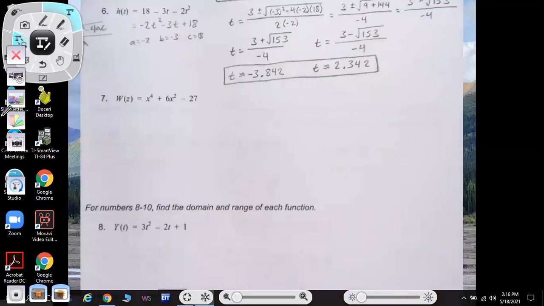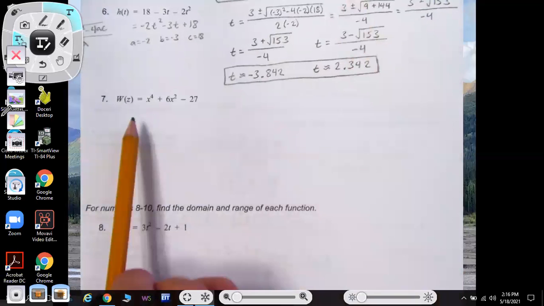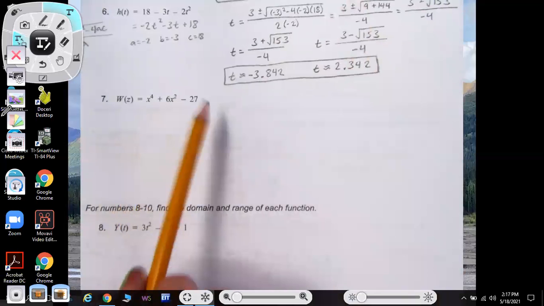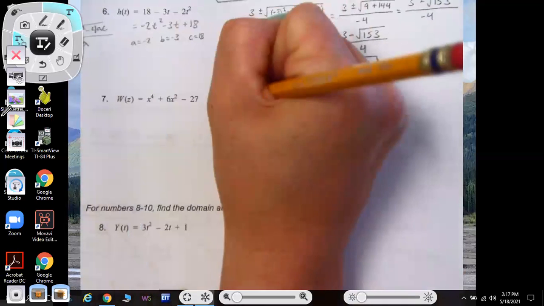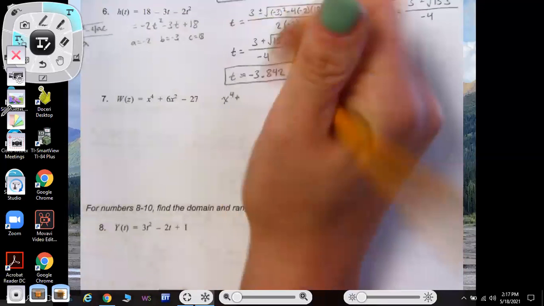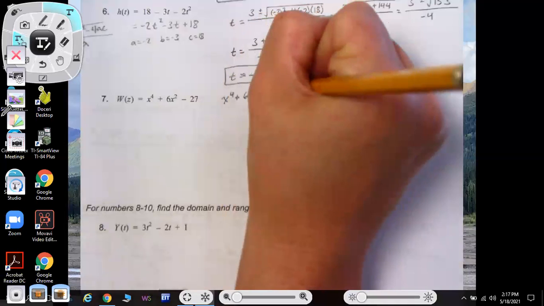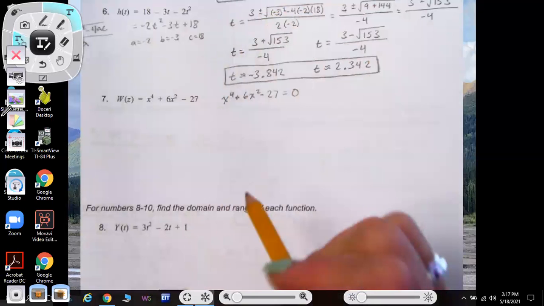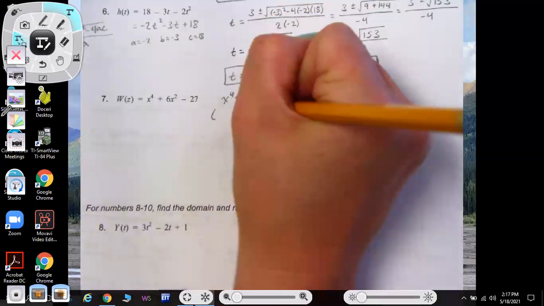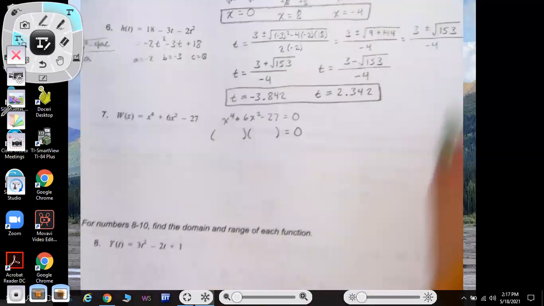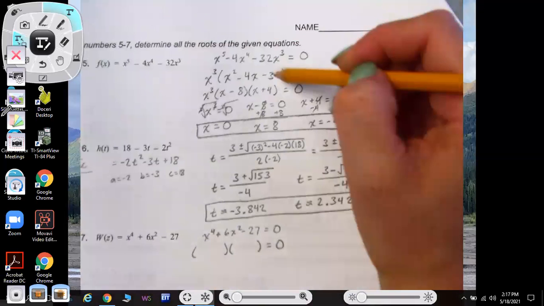Number 7, x to the 4th plus 6x squared minus 27. We're going to set that equal to 0. And we can factor this straight into 2 sets of parentheses the same way we would with a quadratic, like we did in number 5 with this quadratic function.